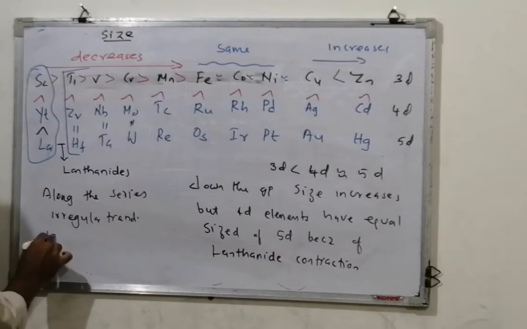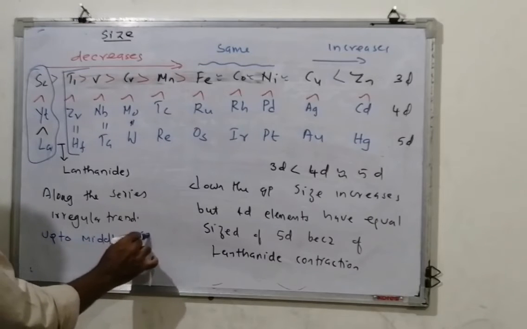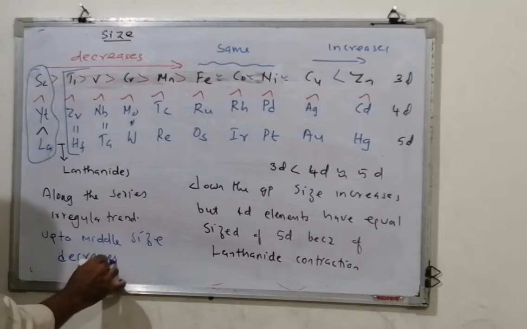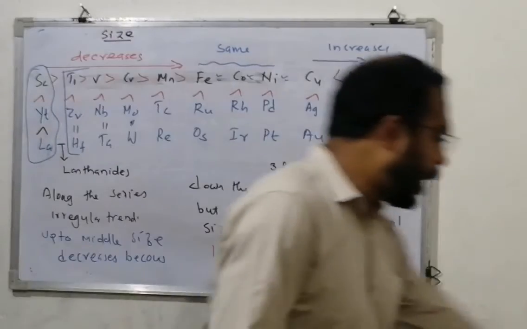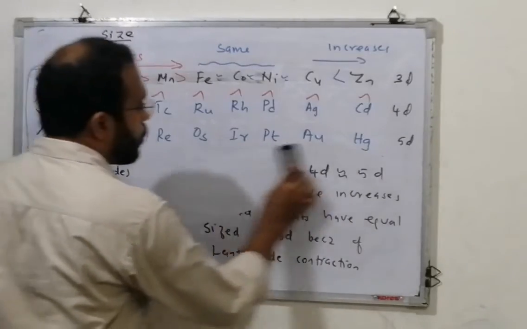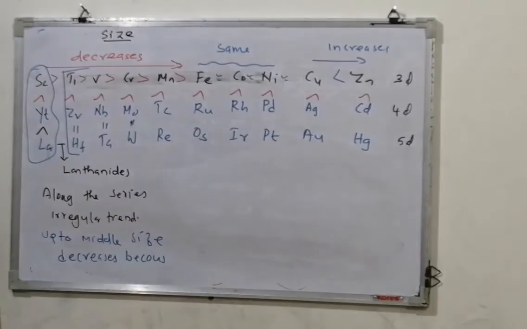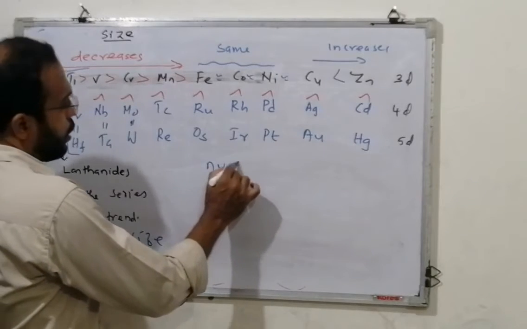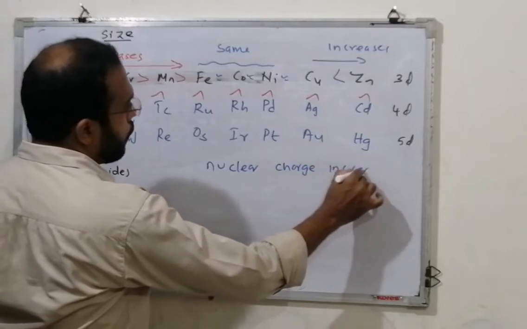Up to the middle, size decreases because nuclear charge increases.